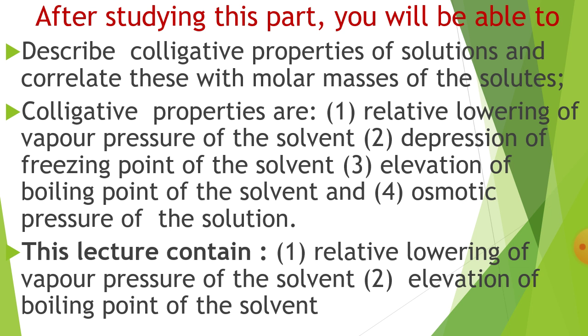The colligative properties which you have to know are relative lowering of vapor pressure of the solvent, depression of freezing point of the solvent, elevation of boiling point of the solvent, and osmotic pressure of the solution. The first three properties relate to solvent, and the fourth property, osmotic pressure, relates to solution. This you have to know properly.